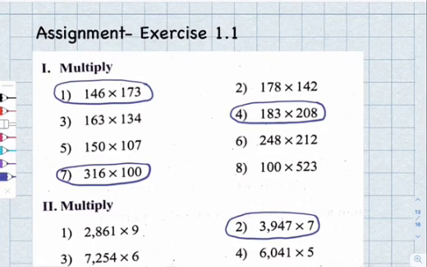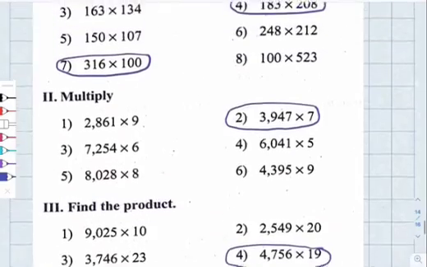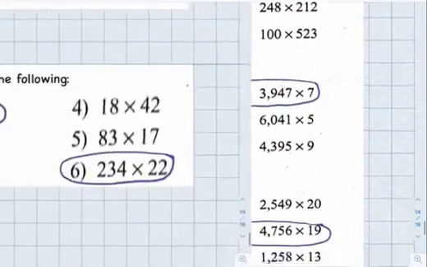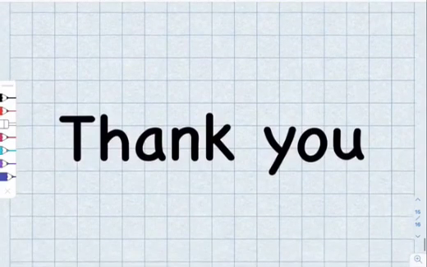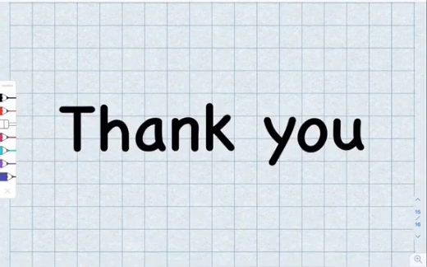Now for the assignment. Children, this is from exercise 1.1. The circled problems are already done in the session. You'll have to work out the other problems. Children, all of you need to work out all the assignment problems. Only then will you get a hold on all the problems of multiplication. So kindly work out all the problems all by yourself.